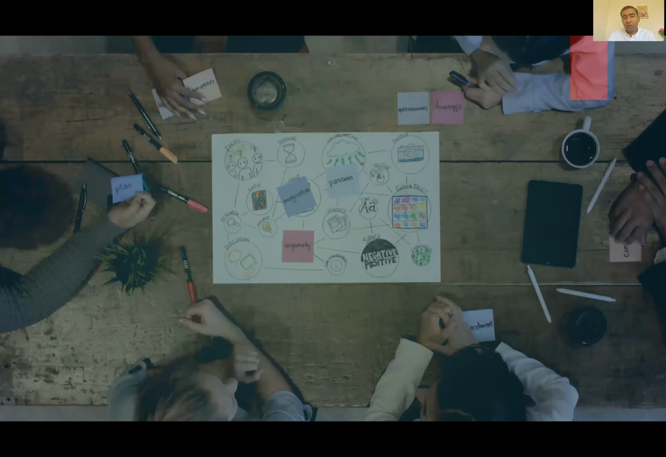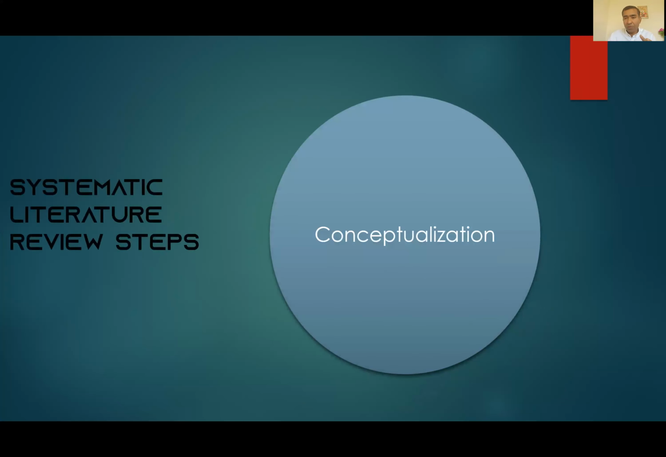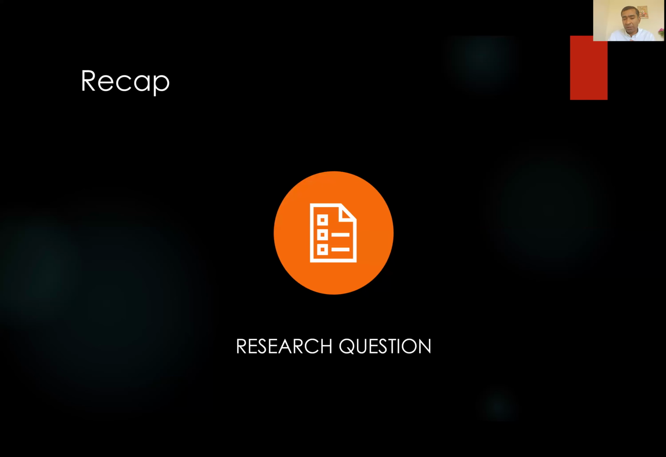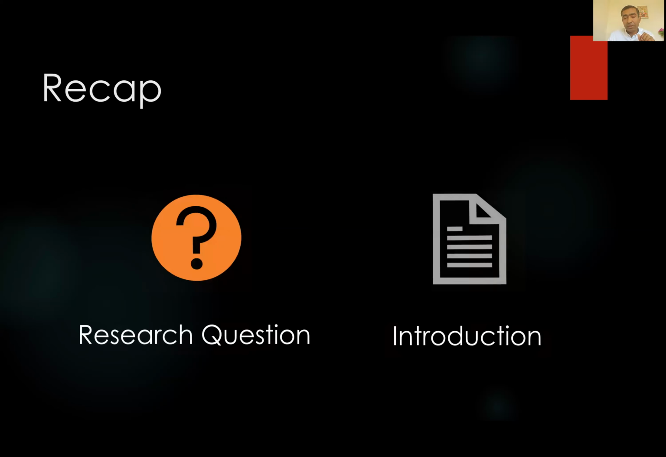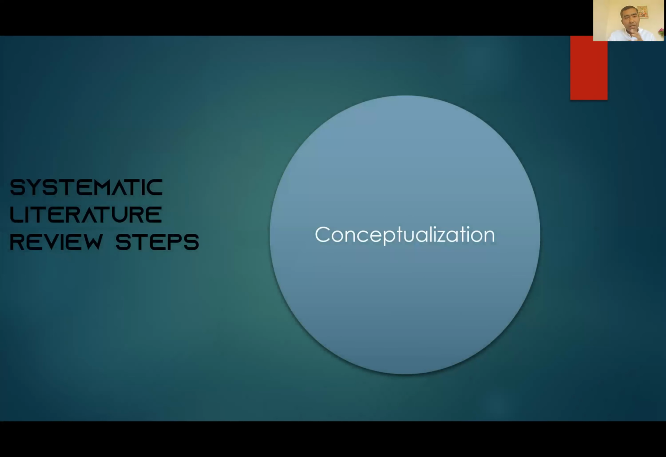Okay, so obviously we were working on the systematic literature review steps, which we have already covered. The conceptualization is already done. We have done our research question, we have done the introduction part, we have done our keywords, and I believe all of you have already worked on your keywords with elicit.org in order to understand the clear synonyms, or if there is any substitute available for your keyword. This practice was already done in our first week.